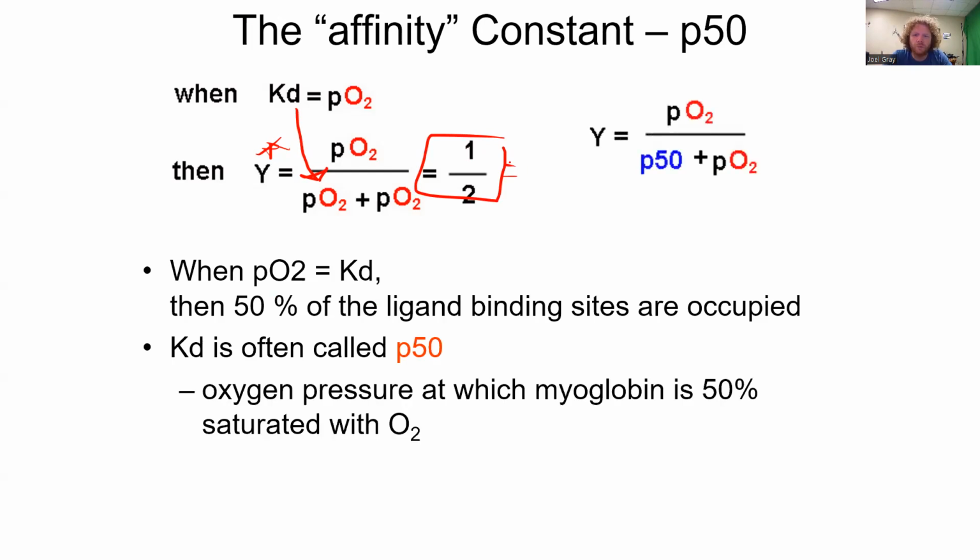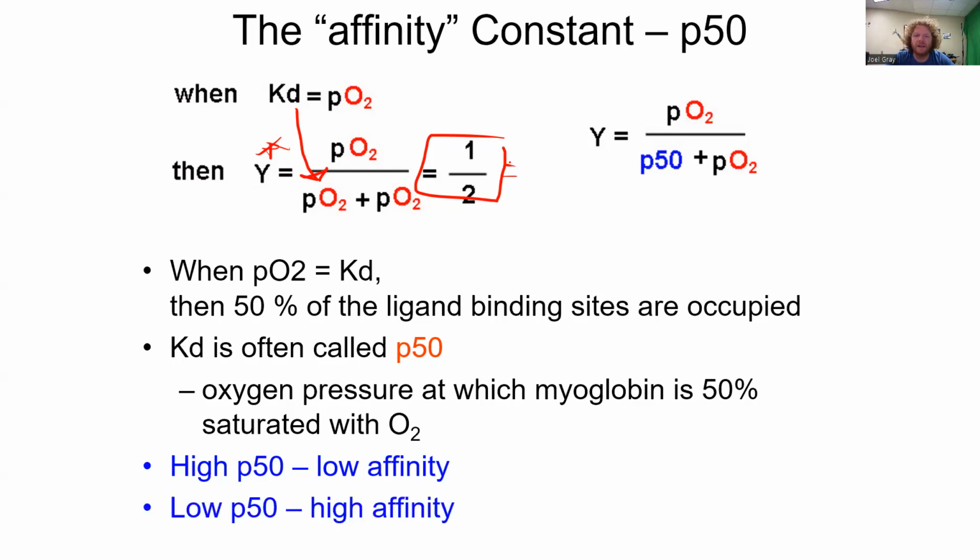Now, the oxygen pressure at which myoglobin is 50% saturated with O2 gives us information about basically how strongly a protein will bind to a ligand, and in this case, how strongly myoglobin will bind to O2. A high P50 indicates a low affinity, and a low P50 indicates a high affinity.